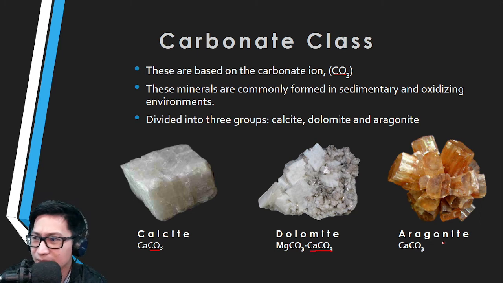Aragonite, on the other hand, is made up of calcium, carbon, and oxygen atoms. Sir, bakit pareho po sa calcite? Pareho lang po talaga. Just like graphite and diamond. They are both made up of carbon but different in structure. Okay? Magkaiba po ang kanilang atomic structure. So that is carbonate, one of the non-silicate classes.